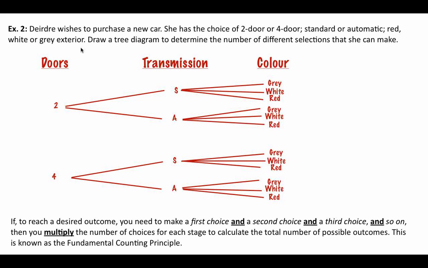And this represents a whole bunch of terminal points of this tree diagram. We've got 3 here, 3 here, 3 here, and 3 here. So the total number of car choices that we have is 12.